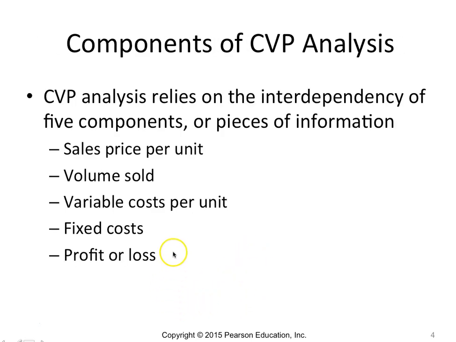All right, so the components of CVP analysis. CVP, cost, volume, and profit, are the main components. We're also going to look at 5 important components. Sales price per unit, so how much do you sell per unit? That's the unit sales. And the volume sold. And this is revenue minus the variable cost per unit and all variable costs.